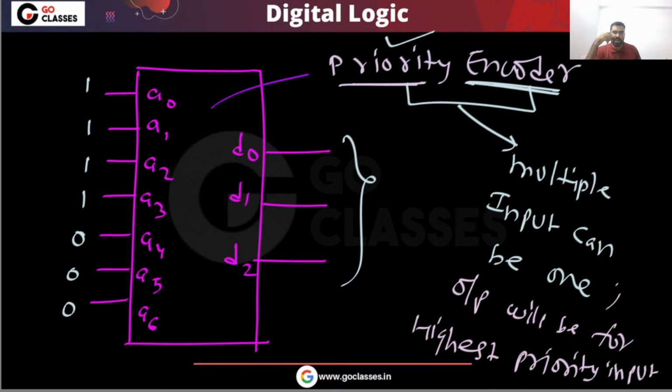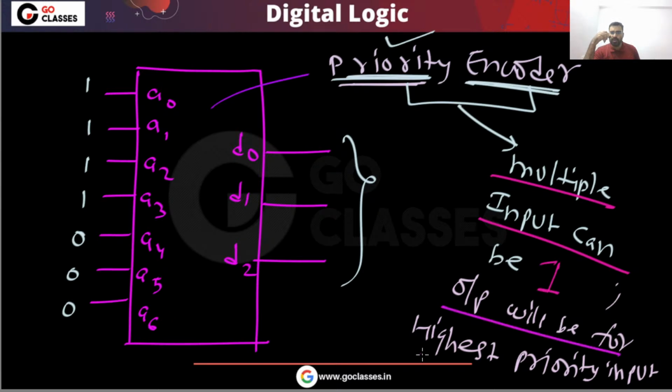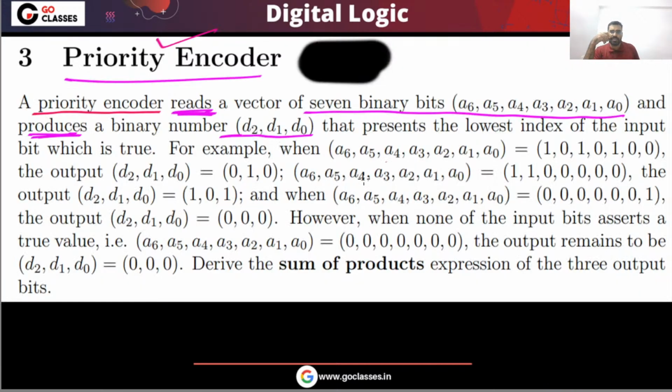This is your priority encoder. I told you in class very clearly that in the priority encoder multiple inputs can be 1, but the output will be for the highest priority input. So if these are 1 1 1, we have to find out who has the highest priority. This information is given in the question.